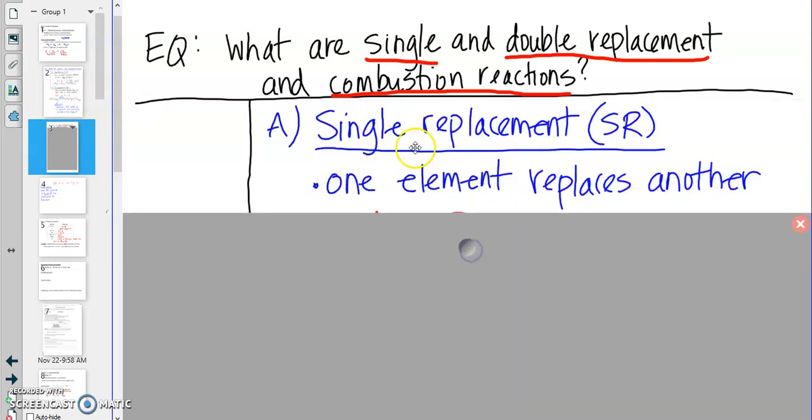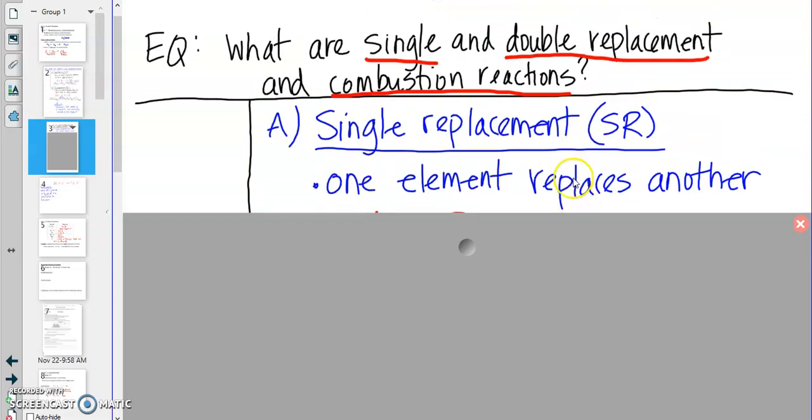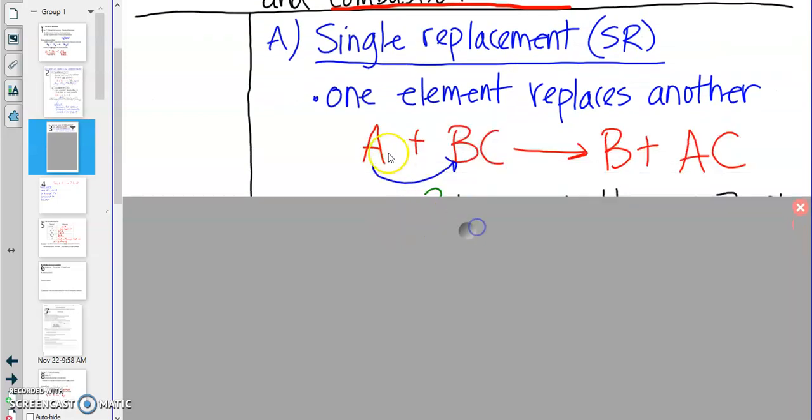Alright, single replacement, or in short form, SR. One element replaces another. So in a reaction, what you may see is that we have an atom that's going to be reacted to a compound, and that atom comes in and kicks off another atom in the compound. A plus BC, so we have our atom, we have our compound. That atom's going to come in, it's going to kick off B, and now B is by itself, and now A is now combined with C to make AC.